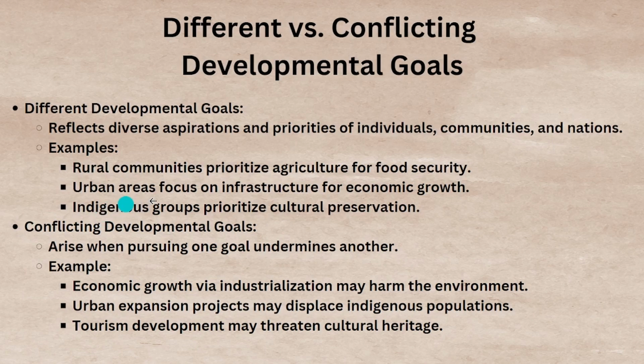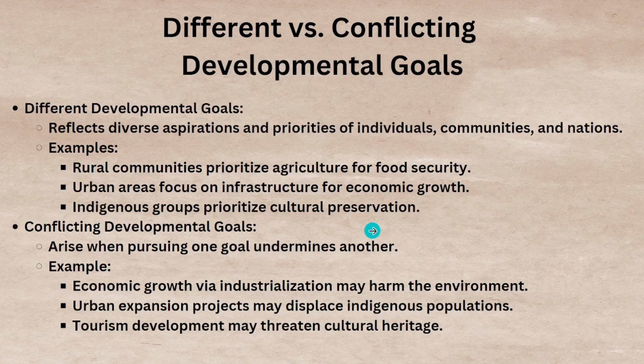But urban areas don't want to do agriculture in cities, right? They want to focus on infrastructure. They want to have big buildings. They want to have huge roads. All these become their first priority instead of having agriculture and all.